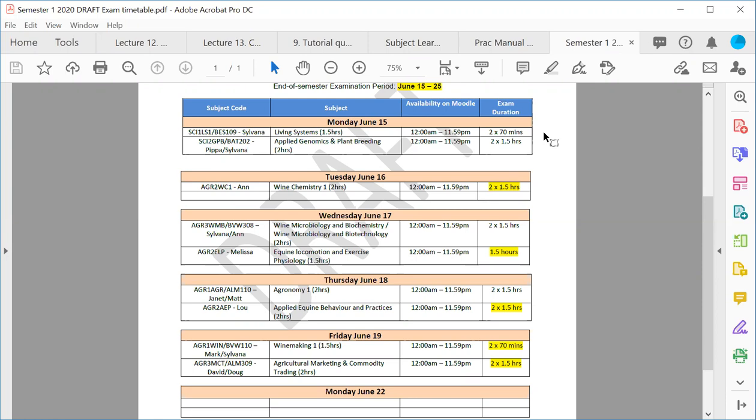Will the exam be covering all topics throughout the semester? No. The exam will cover everything except for what we covered in the mid-semester test. So week 7 onwards. Yes, that's right, from week 7 onwards. Cool.